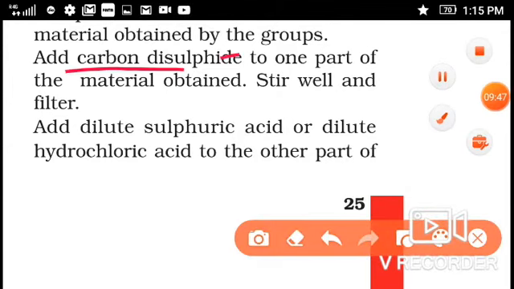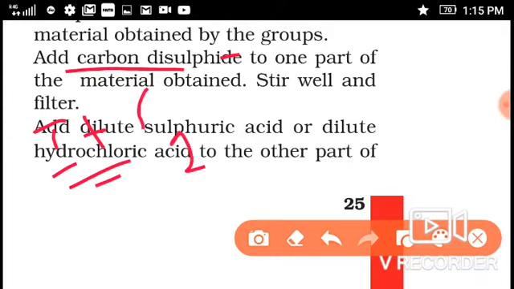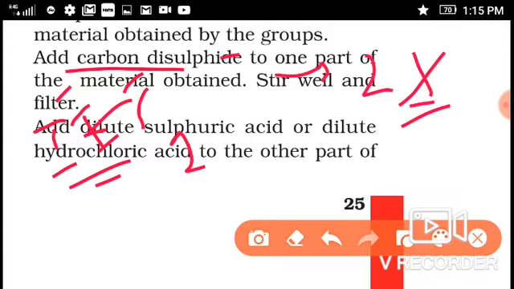if you add carbon disulfide to the iron and sulfur mixture, or group first, then easily you can separate sulfur and iron, because iron, being insoluble, settles in the bottom and can be separated by filtration. But when the solution is allowed to evaporate, then powder of solid sulfur is obtained in case of group first, but in case of group second there will be no change.